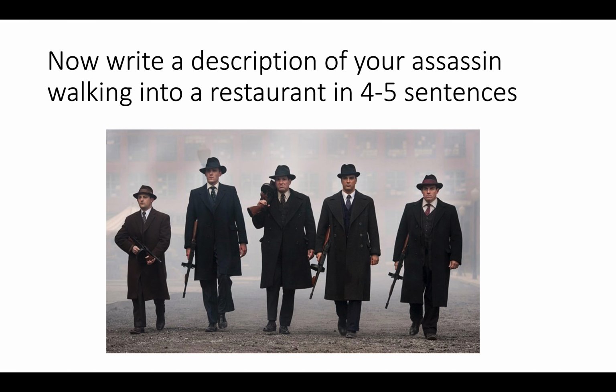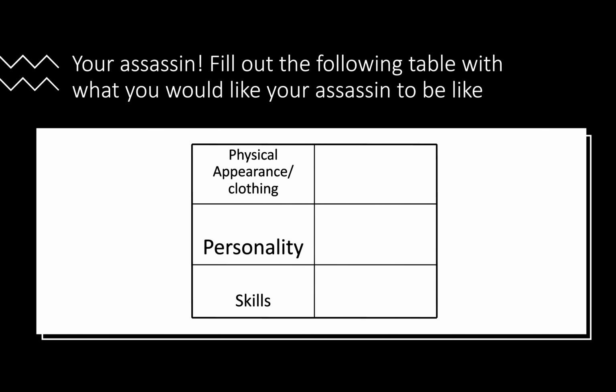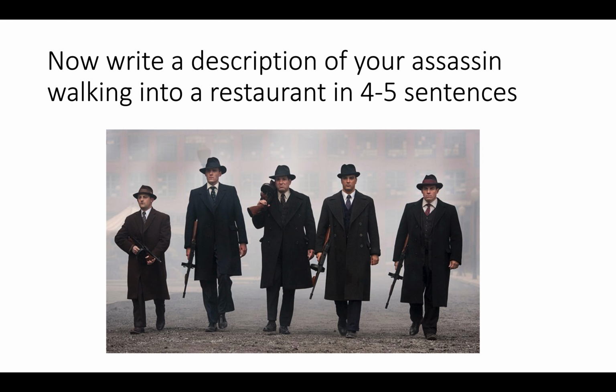Okay, your final task is to write a description of your assassin walking into a restaurant in 4 or 5 sentences. Okay, so you've got your table, which gives you a load of information about them. Now, they could be walking in wearing exactly what you said, or a slight variation upon it. Maybe they've dressed up for the restaurant, I don't know. And you're going to have them walking in.